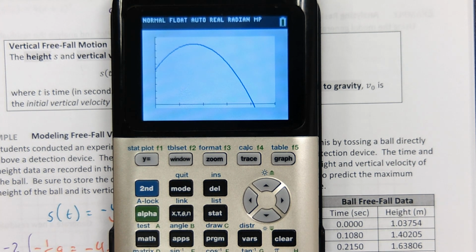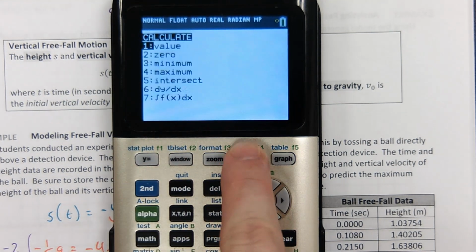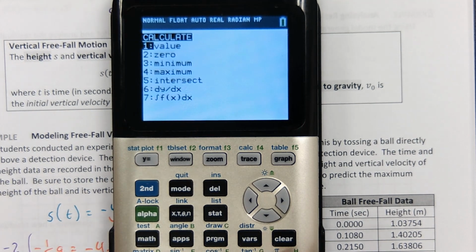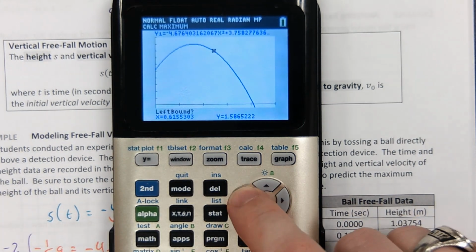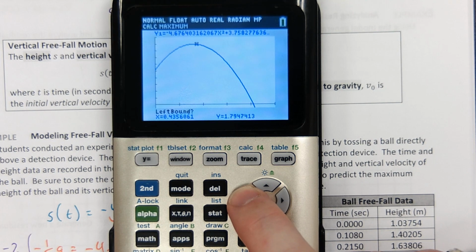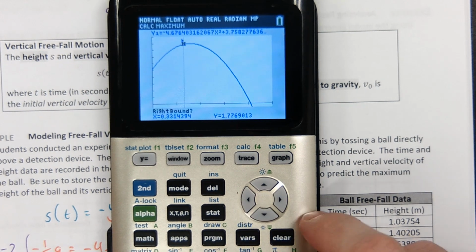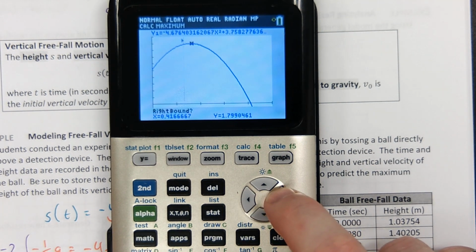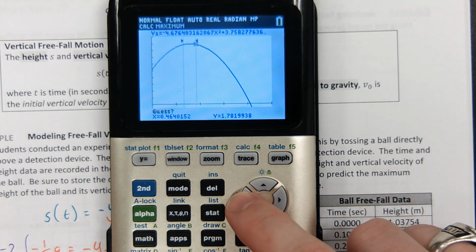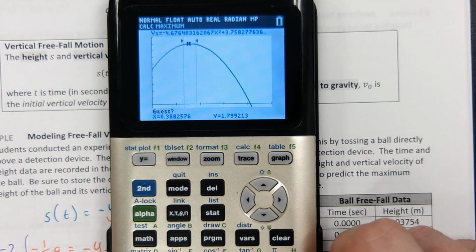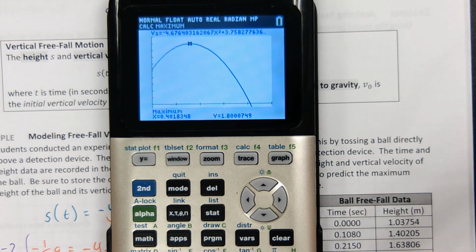You guys said that I'm going to be able to find my maximum height at the vertex, correct? So we're going to find its maximum using second trace maximum. Second trace maximum is number 4. Got to get to the left of the maximum, so I'm just going to scroll over there. Hit enter. Go to the right of the maximum, scroll over there and hit enter. Go in between them as a nice guess. Fine, that feels like a good guess. Hit enter. And it tells you what the maximum height is and when it occurs.